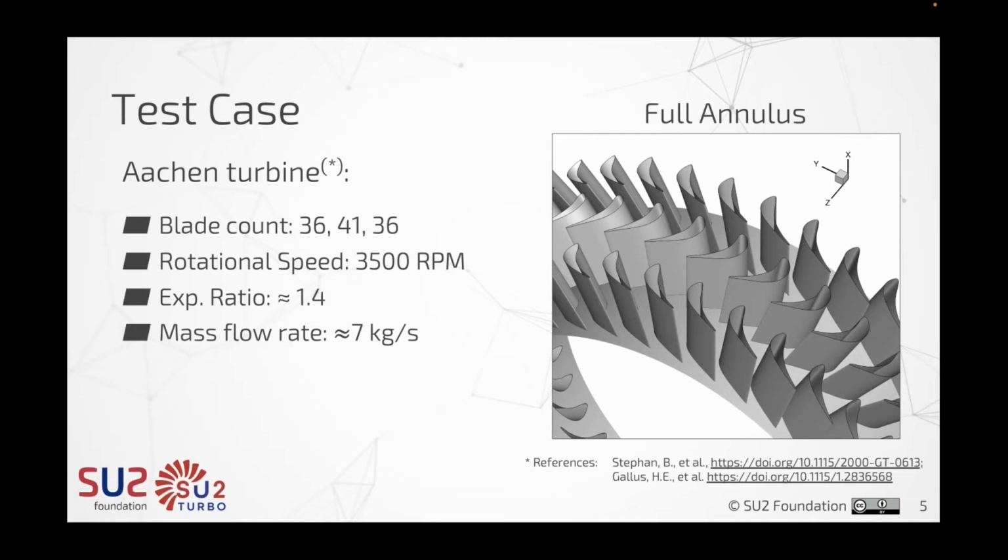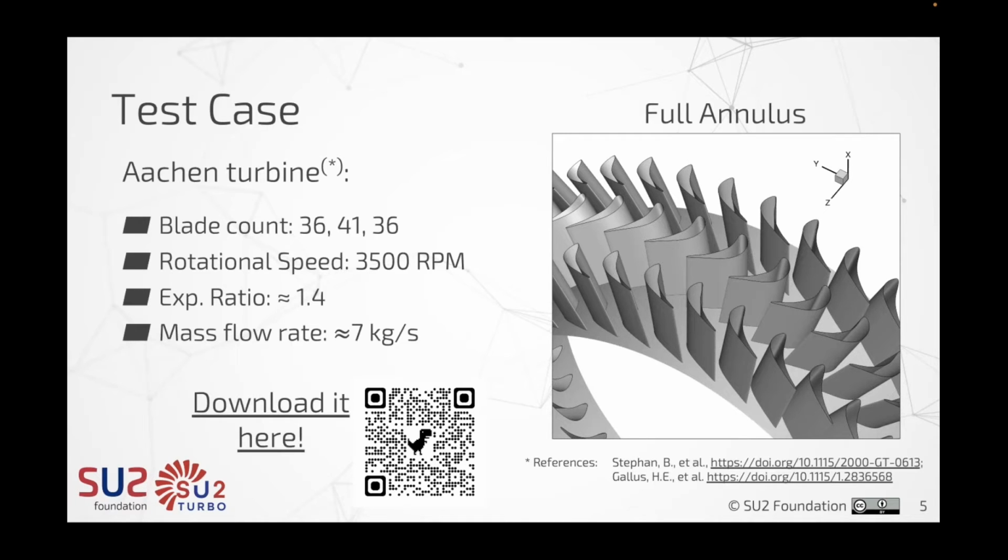The rotor spins at 3500 RPM. The expansion ratio is quite mild, I would say. Overall it is 1.4, and it handles a mass flow rate of about 7 kilograms per second. The reason why we chose it is because there's quite a lot of data available in the published literature concerning this turbine, and down here you have a couple of references to papers presenting experimental results for this turbine. And of course, if you want to follow along on your laptop, you can download the test case here.